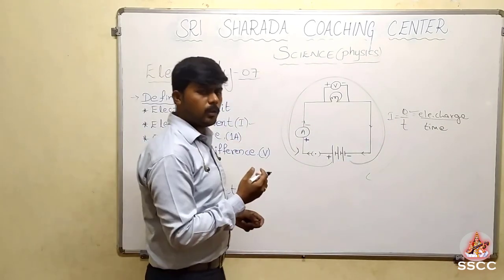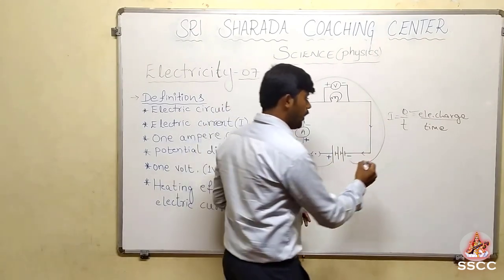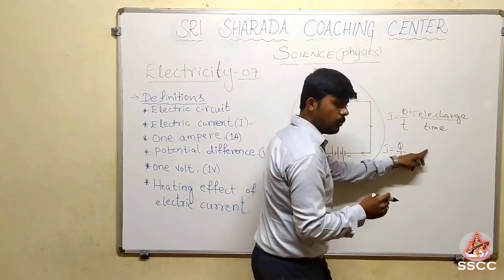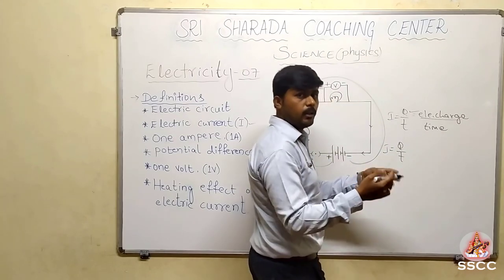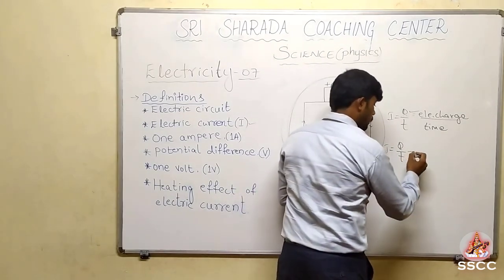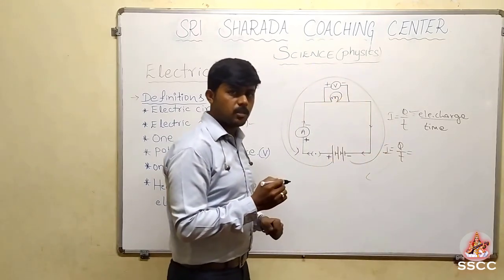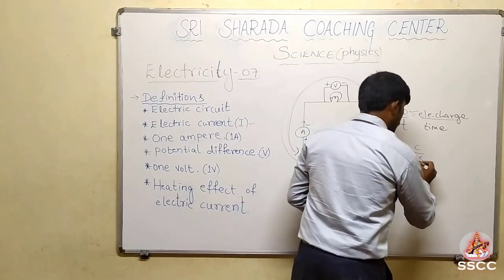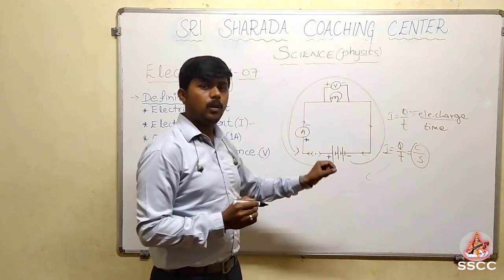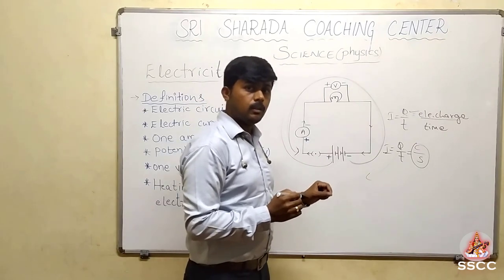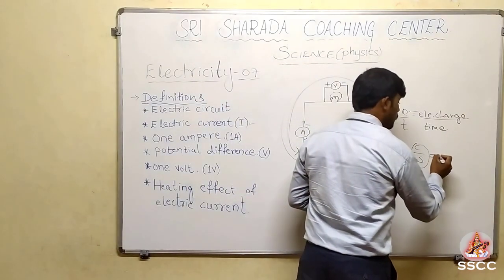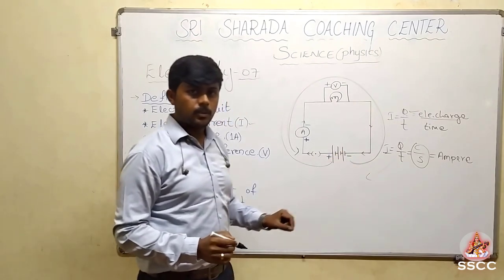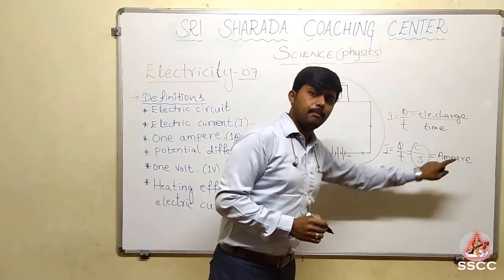Now, what is the SI unit of electric current? If you consider the formula I is equal to Q divided by T, you have to write the unit of electric charge in the numerator and the unit of time in the denominator. Then you will get the SI unit of electric current. The SI unit of electric charge is coulomb, and the SI unit of time, as we know, is second. And this is the SI unit of electric current, coulomb per second. But in the name of the scientist Ampere, we name this unit Ampere. Coulomb per second is nothing but Ampere.